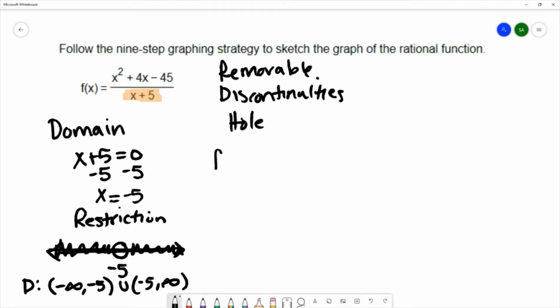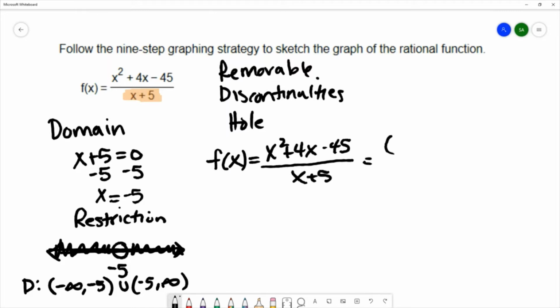So for our function, f of x equals x squared plus 4x minus 45 over x plus 5, we're going to factor the numerator. And the numerator factors to be x and x. Multiples of 45, we'll use 9 and 5. I guess that's factors of 45, not multiples. And I'll do a positive 9 and a -5.